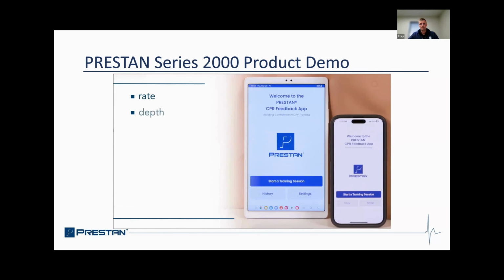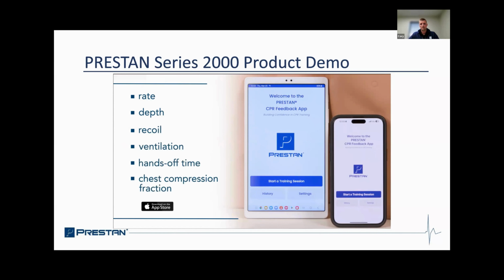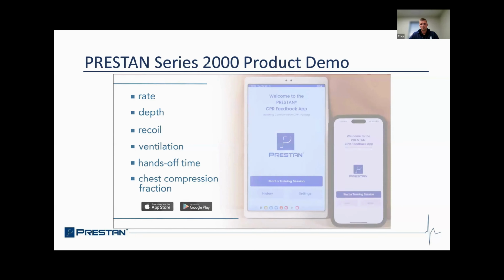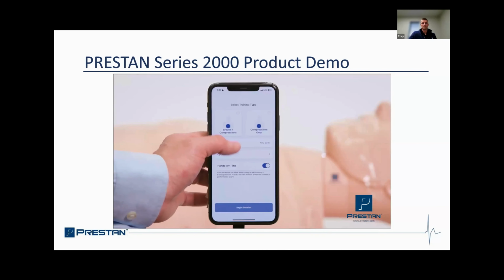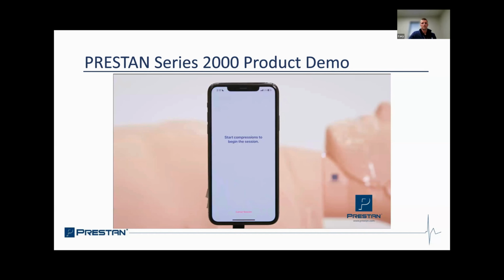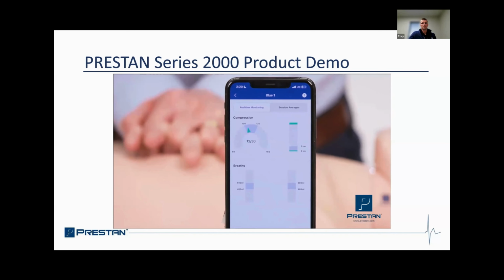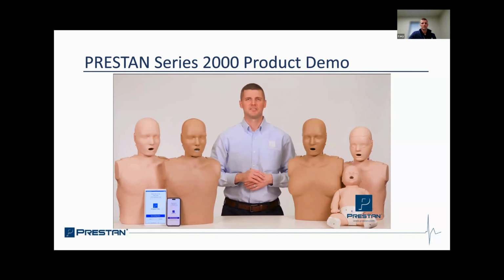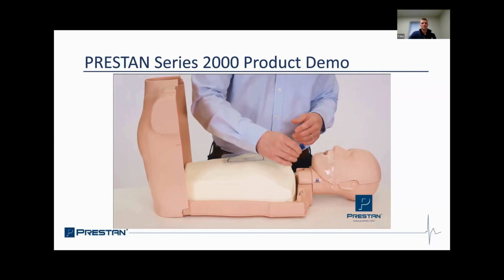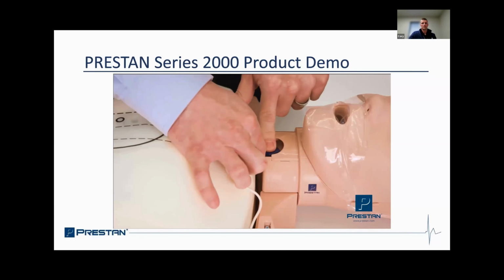Through a Bluetooth connection to the Preston CPR feedback app, the Series 2000 mannequins monitor and report compression rate, depth, recoil, ventilation, hands-off time, and chest compression fraction on both Apple and Android devices. In combination with Preston's traditional CPR feedback light system, the Series 2000 mannequins offer a unique dual-purpose training solution, providing instructors the option to train with advanced or basic feedback.